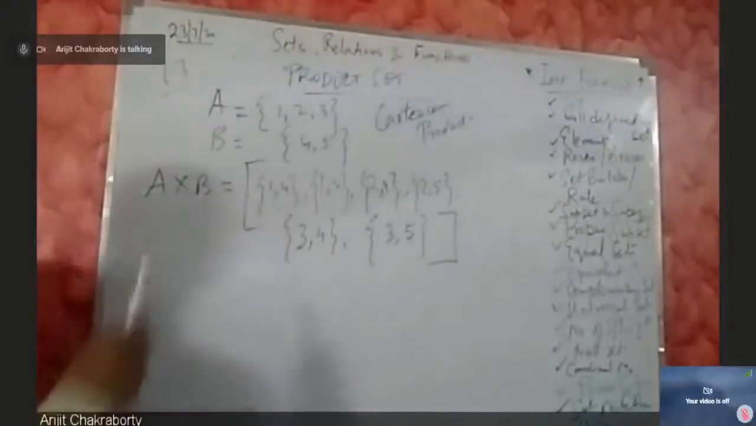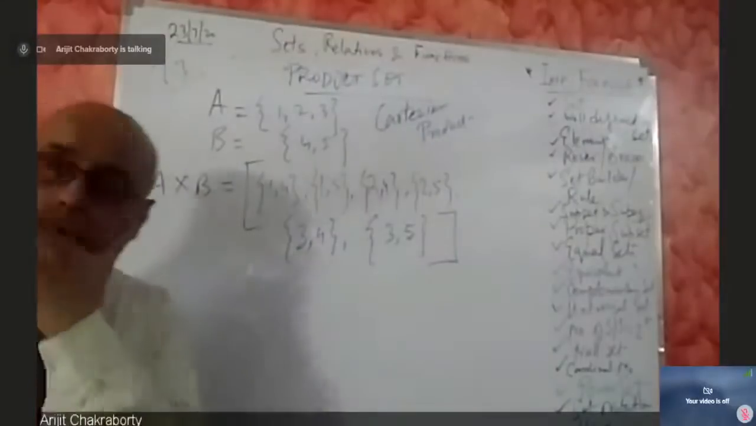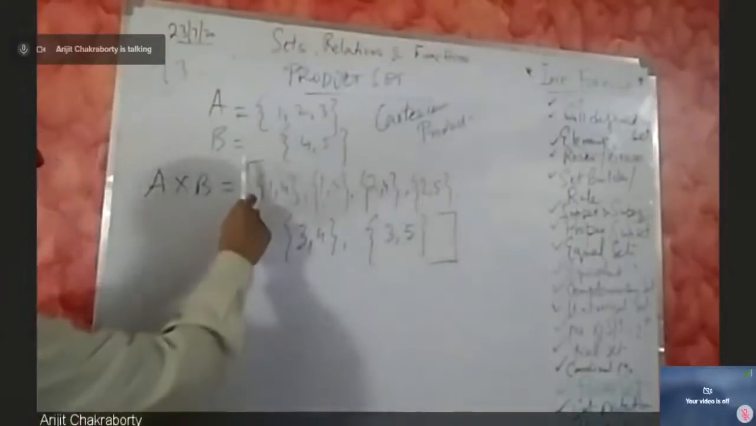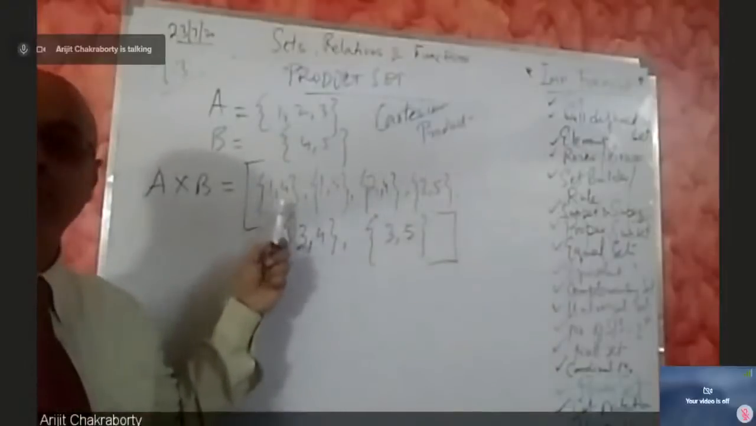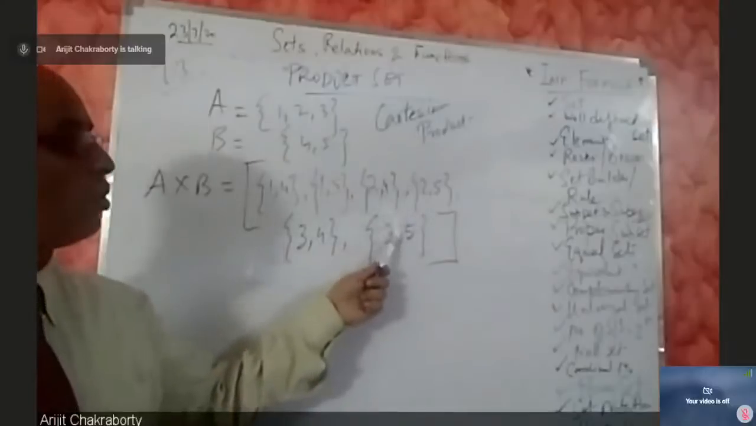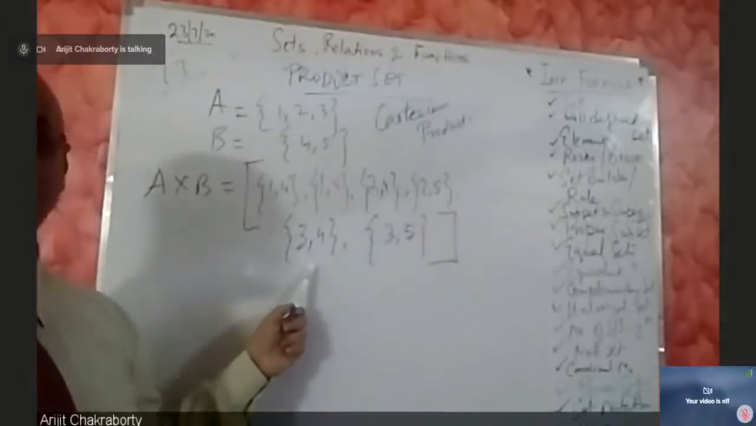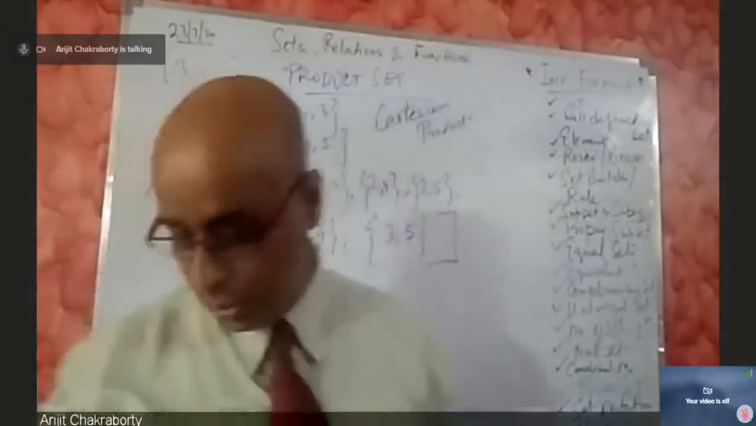So set A is {1, 2, 3} and set B is {4, 5}. The product is given by the set A into B. The elements are (1,4), (1,5), (2,4), (2,5), (3,4), (3,5). So this is how we do the product set.